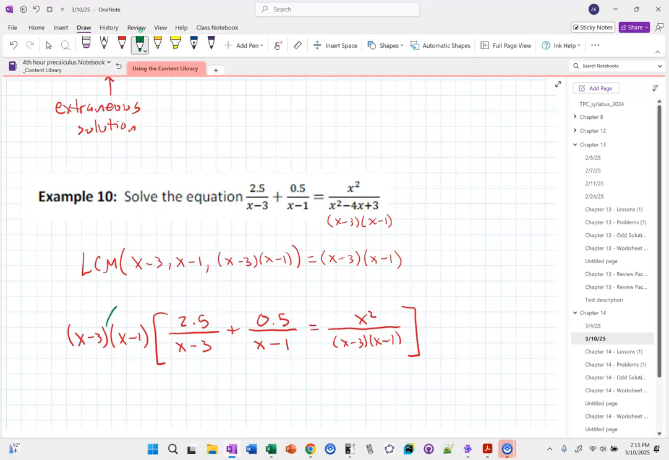All right, let's start distributing. What am I going to get left when I distribute the x minus 3 times x minus 1 to the first fraction? Times x minus 1. What do I get when I multiply to the second fraction?